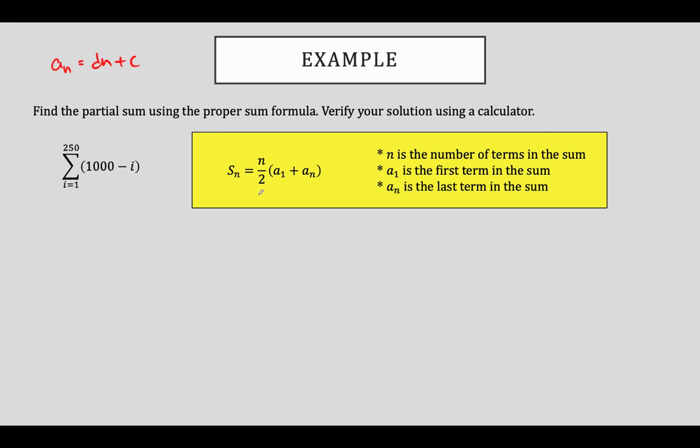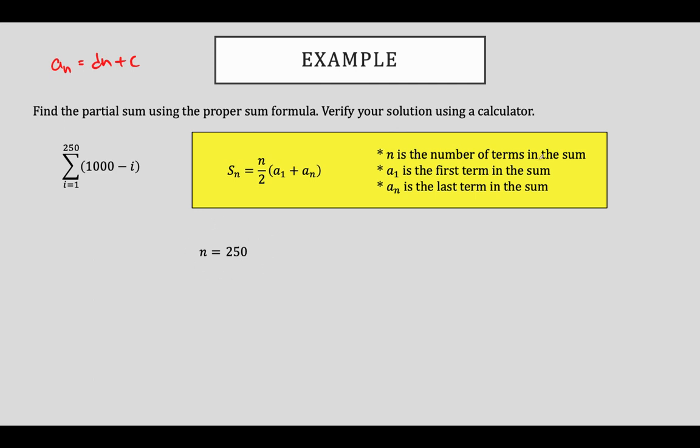S subscript n equals n over 2 times a1 plus an. Well, in order to use this formula, we have to know n. Again, n represents the number of terms in the sum. How many terms are we adding together? Well, we're starting this sum with i equals 1, and we are going up to 250. That means if I start by plugging in 1 to get the first term, 2 to get the next term, 3 to get the next term, and so on, until I plug in 250 to get the last term of the sum. That would give me a total of 250 terms that we are adding together. So n is equal to 250.